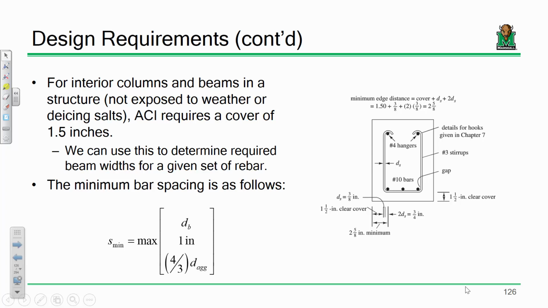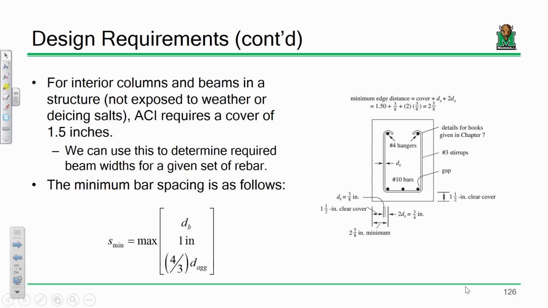3/8. So I got 2 3/8 inches on each side. I've got 3 of these, so whatever the diameter of that is. And then I've got these dimensions here, these spacings. What are these spacings? Well, those spacings are the maximum of these 3 quantities: either the bar diameter that I'm looking at, 1 inch, or 4/3 times the maximum aggregate size.